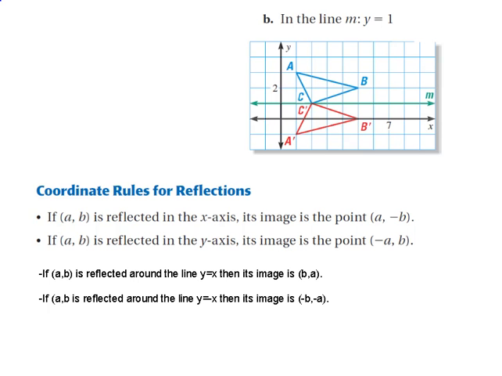This is Mr. Caton. I'm here to talk to you about coordinate rules for reflecting things on the coordinate plane. Up here we have image ABC, and it's being reflected around the line y equal to 1. So that's getting flopped down.